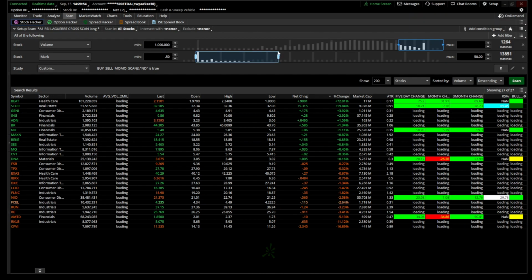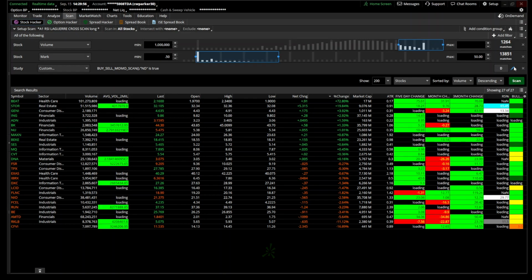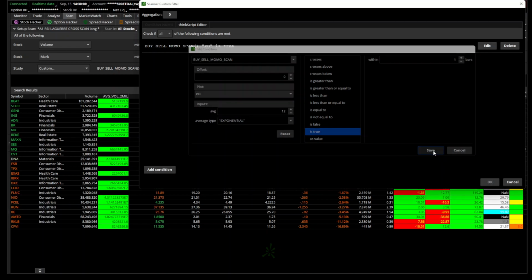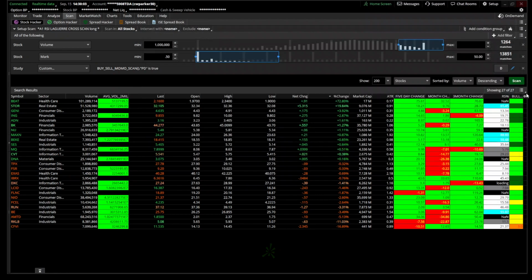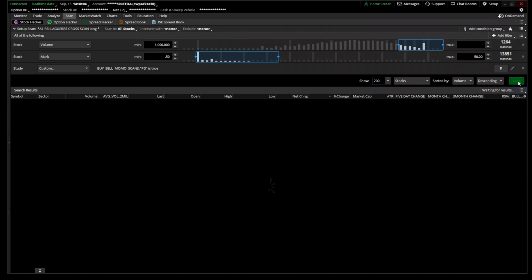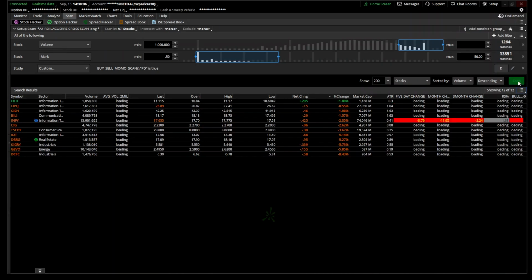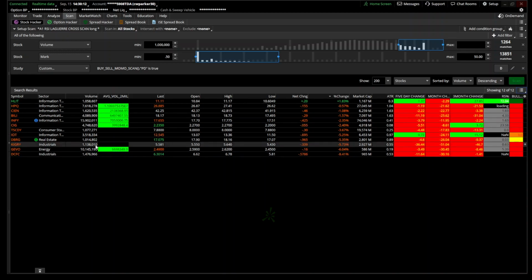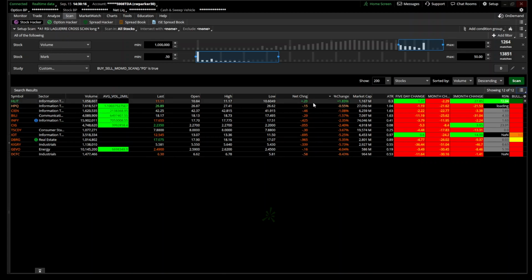So we can go back to the scan and let's look for something that shows positive divergence. So we'll look at positive divergence. And this is how you basically use the scanner with the indicator. So everything is turning red, but all these have positive divergences on them. So the greatest percent change is HLIT.